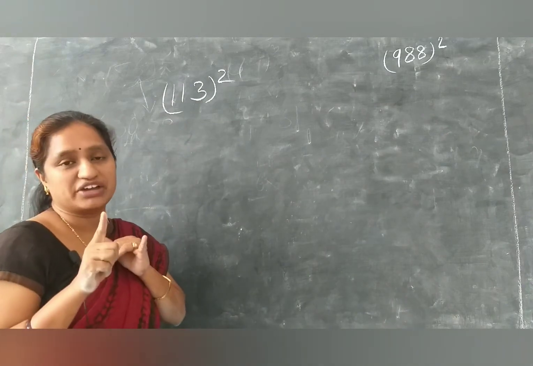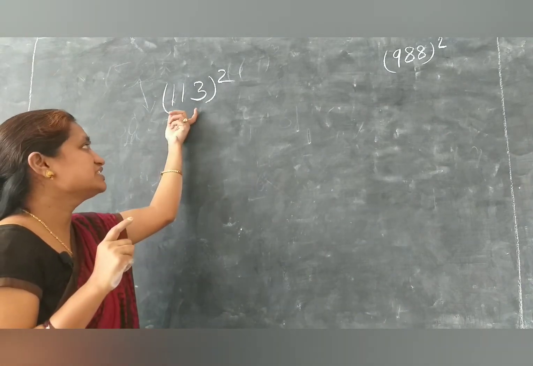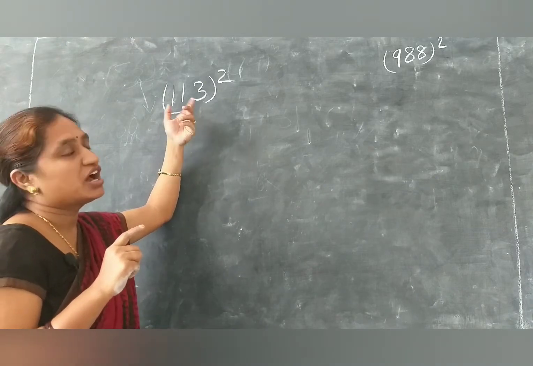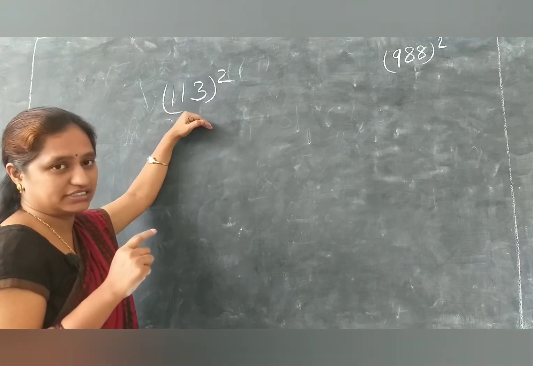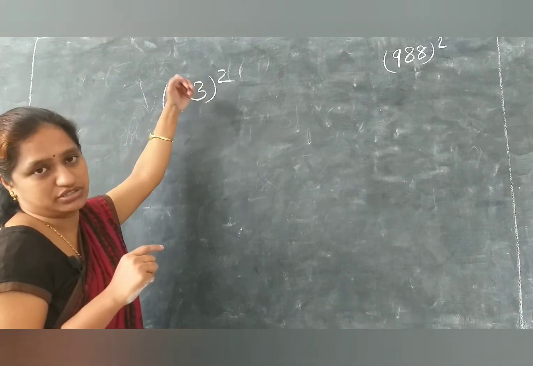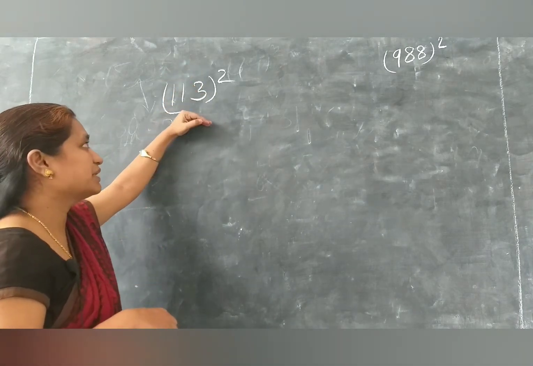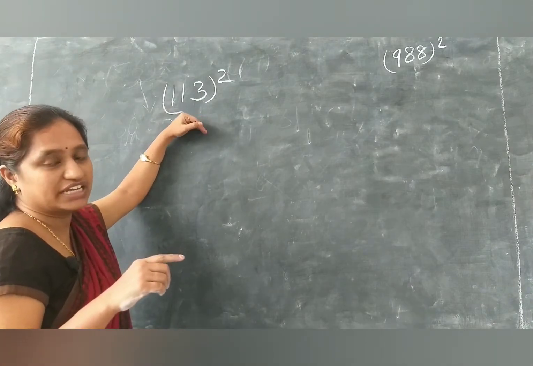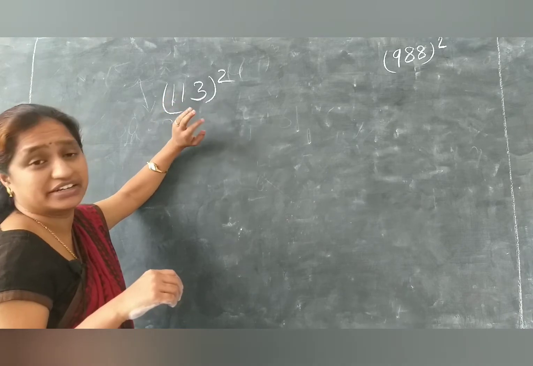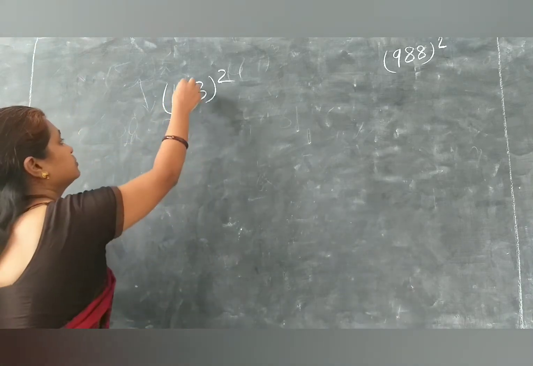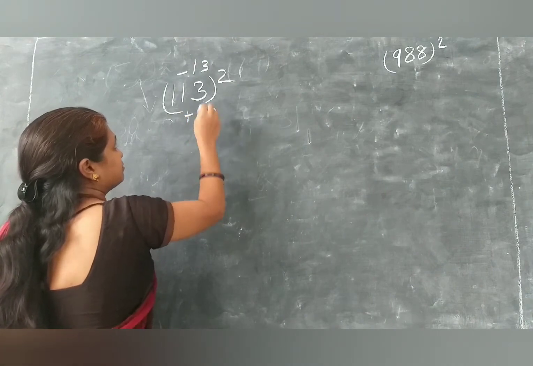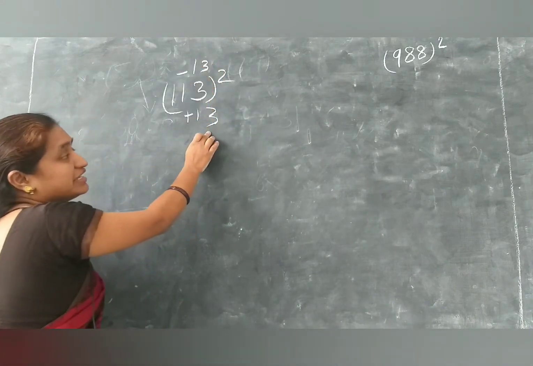First thing you have to remember is, what is the 100 near to 113, which is the nearest number if I add or subtract anything to this number? Okay, so if I subtract 13, I will get 100, right? So I will subtract 13 and I will add 13 here, because I am subtracting 13.